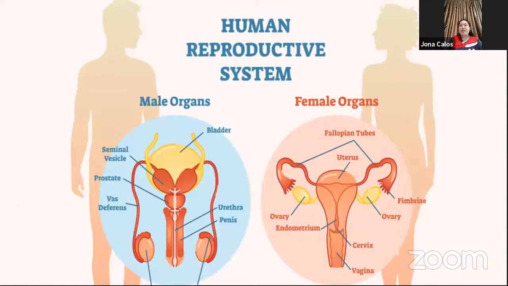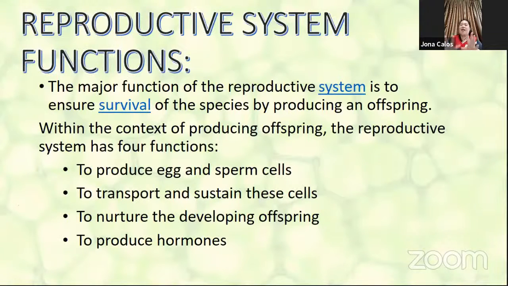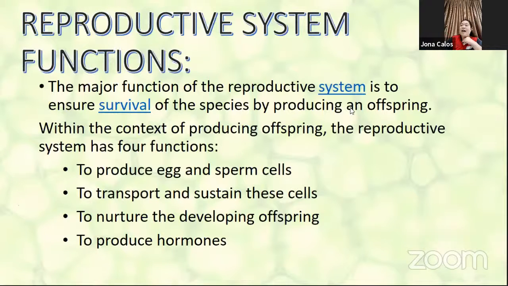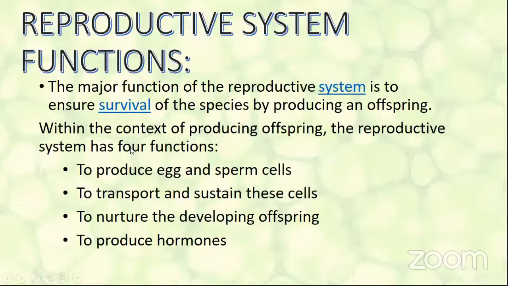So let's start first with the general function, or the main function, of the reproductive system as a whole, not male or female. The main function is to ensure the survival of the species. In this case, for human survival, it is to produce offspring. When we say offspring, these are live-birth children. So the reproductive system is to reproduce the same species, which is humans, to produce offspring or reproduce another human being.